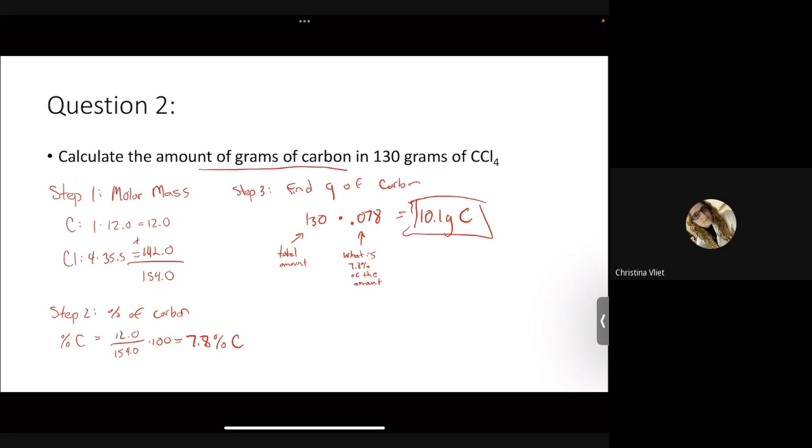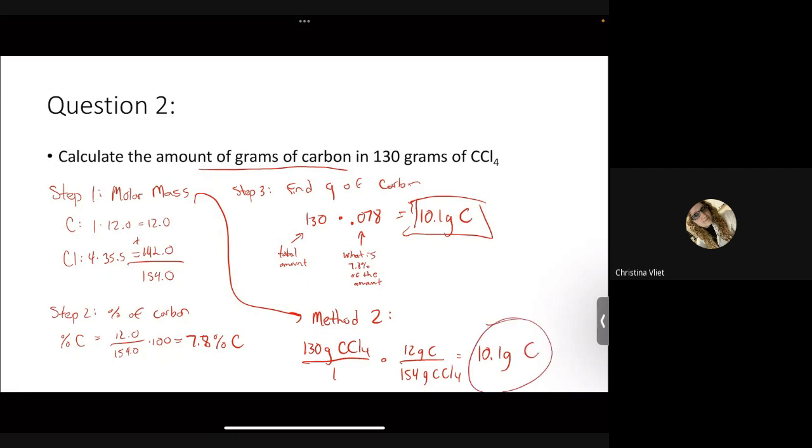You can go directly from step 1 to method 2. So method 2 would be start with the 130 grams of CCl4, put it over 1, and then multiply by 154 on the bottom, because that's the whole, and 12 grams on the top. It will give you the same exact answer. And you cancel out the CCl4, and you have grams of carbon.